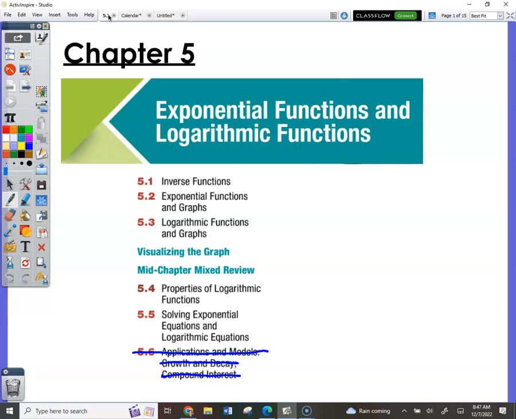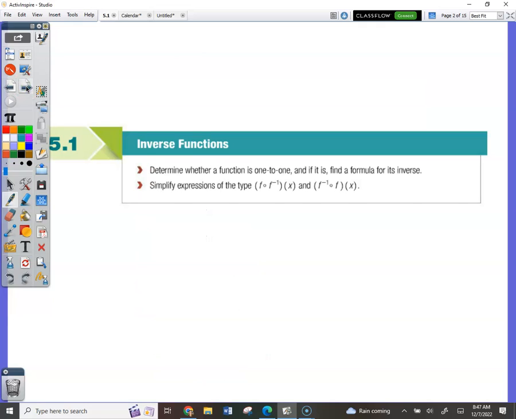However, there are a couple on the mini exam. So when we get to them, we're going to make sure you understand it, but we're not going to spend a lot of time on it because it's not in the end game. First, starting with 5-1.